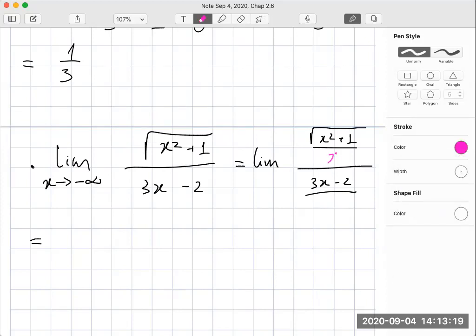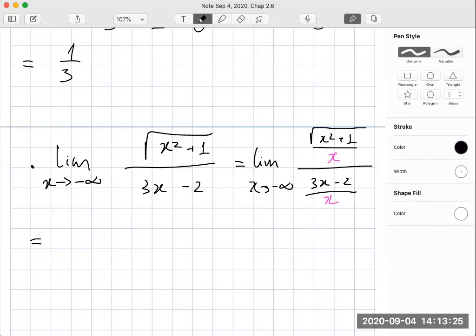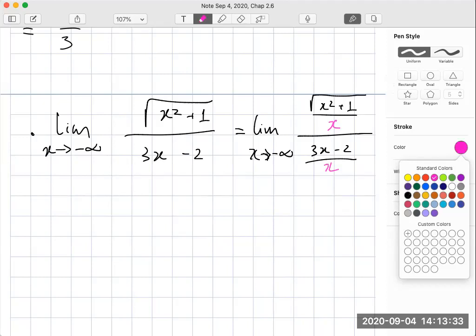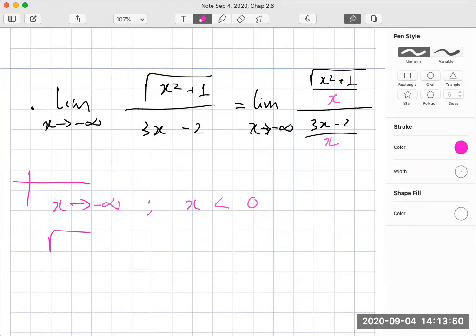Which is x. But look at this, it is very dangerous. When x approaches negative infinity, it means that x is smaller than 0, right? And x is smaller than 0, then we have that the square root of x squared will be the absolute value of x, or we get rid of the absolute sign here.